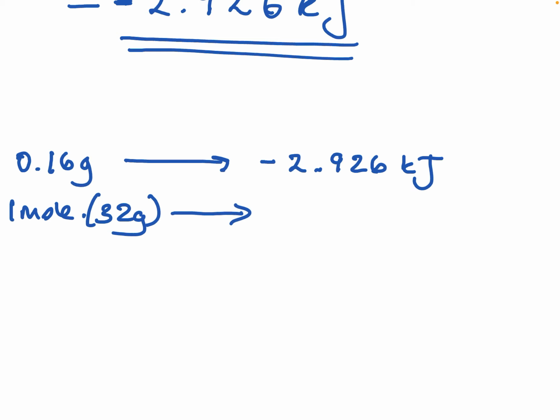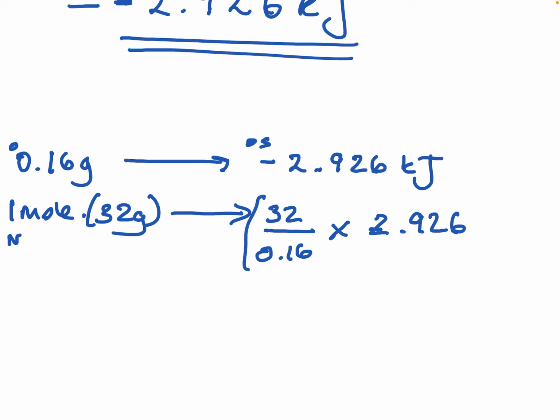So we need to use our proportion here. We have started with 0.16, and that has given us minus 2.926 kilojoules. We need to find out what 32 grams is going to give us. And remember we said that we did new over old times the other side. Or, if you wanted to use a cross multiplication, you can use that as well, and I'll show you how to do that at the end. So do 32 grams divided by 0.16, and we'll times that by the other side, which is going to be minus, we'll leave the minus out, we'll just put it back at the end, 2.926 kilojoules.